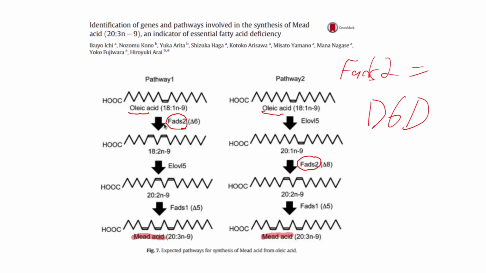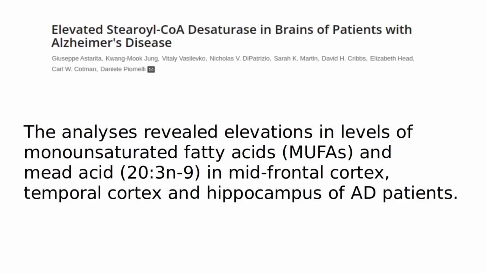So this FADS2 is D6D, delta-6 desaturase, the thing that I keep talking about. And oleic acid is, of course, made by SCD1. And so here are the two pathways that you can make mead acid. They basically both involve SCD1 and D6D, the same two things that predict diabetes risk. And so if you make a whole bunch of both of them, you end up with mead acid, which is exactly what happened in the mice who were given a PPAR-alpha activator.